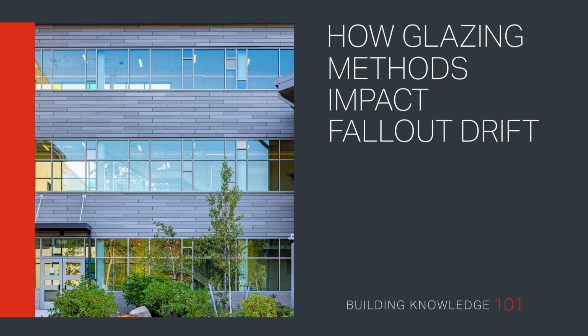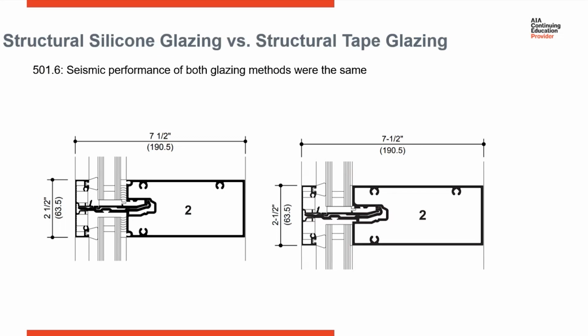In this video, we review how different glazing methods impact fallout drift, including the seismic performance of structural silicone glazing versus structural tape glazing. So with unitized curtain wall systems, they're designed to be glazed using either tape on the interior or silicone on the interior to secure the glass back to the frame.